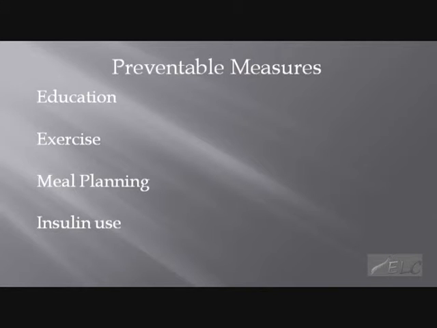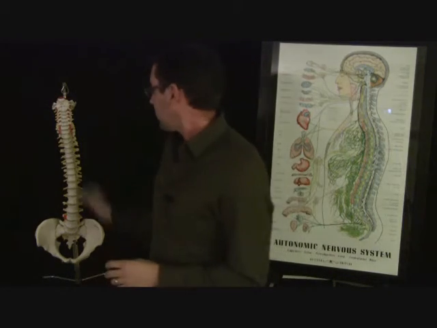And with type 1 diabetes, if your pancreas isn't making any insulin at all, then you'll have to have insulin injections or an insulin pump. And the number one way to prevent diabetes is by taking care of your nervous system. And the way that we do this is through chiropractic care.